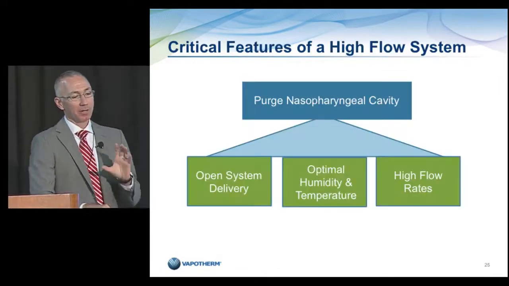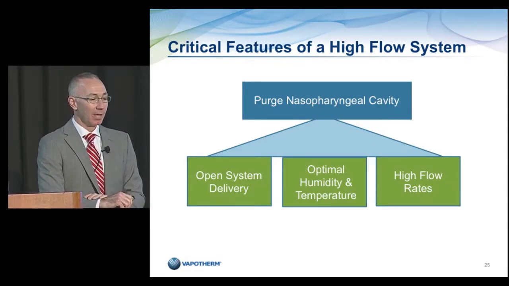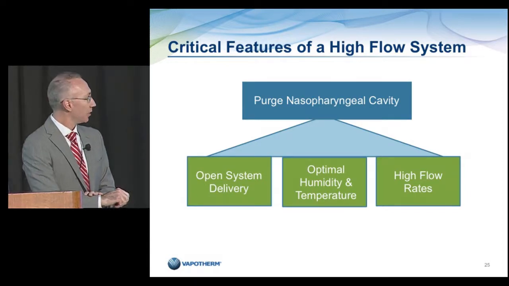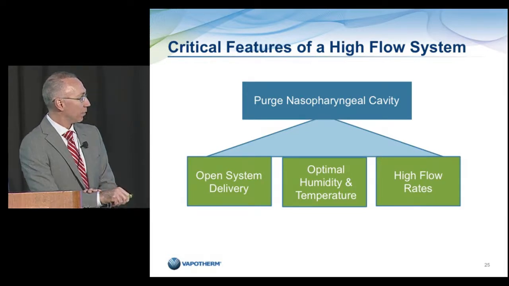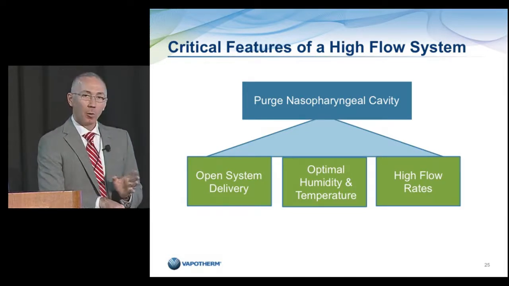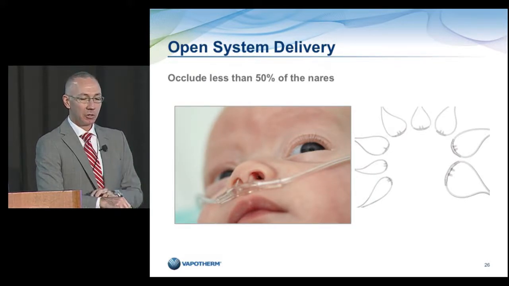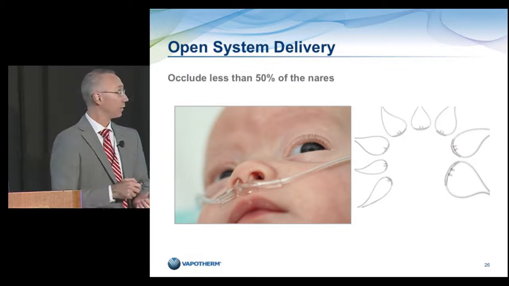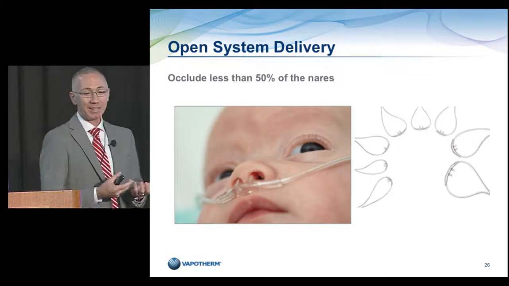When we think of a high-flow system and what it does to purge the nasopharyngeal cavity, we rely on delivering gas that is fully conditioned with optimal temperature and humidity through an open system at high flow rates. What I mean by an open system is that the occlusion caused by the cannula has to be less than 50% of the nares. So what you see here is a properly sized cannula with a significant leak around it.